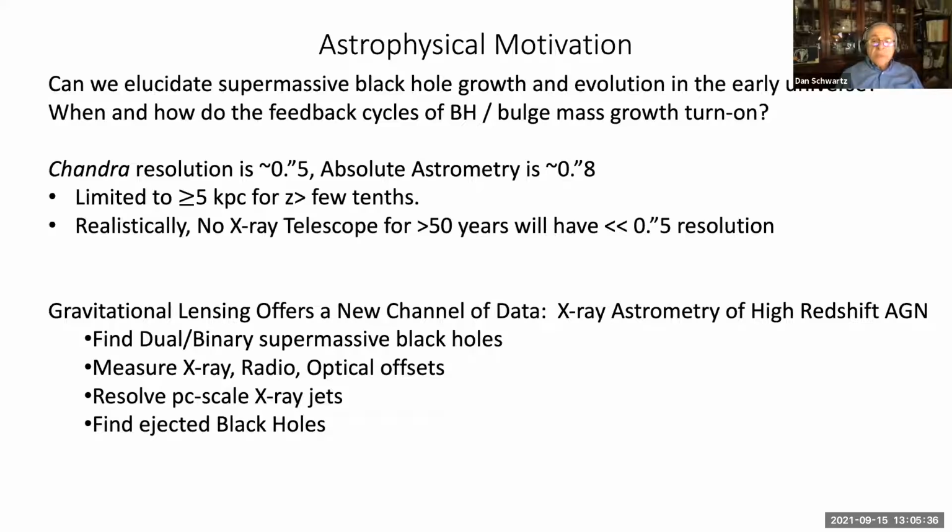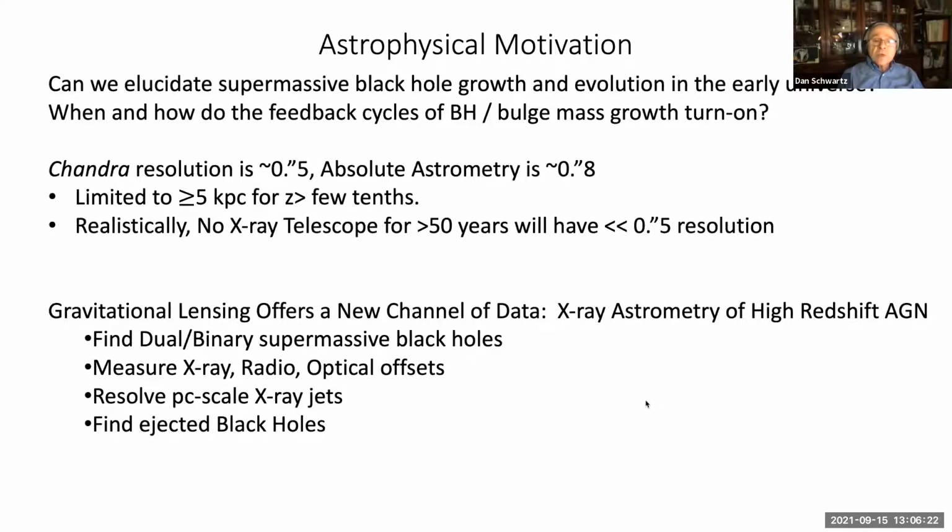In X-ray astronomy, the current major problem is that the Chandra X-ray resolution is like 1/2 arcsecond. That's how well you can separate sources. Whereas the absolute astrometry is like 0.8 arcseconds. So that's how well you can locate an isolated source on the sky relative to other objects. This limits us to distances much larger than 5 kiloparsecs as soon as we get to redshifts that are greater than a few tenths. And realistically, no X-ray telescope for the next 50 years will have vastly greater resolution than a 1/2 arcsecond to be able to do this directly.